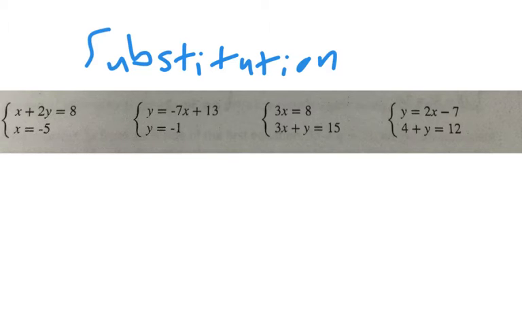So in the second line, x equals negative 5 has a variable isolated. We know what x is. What is x? Negative 5. So guess what? In the first equation, instead of saying x, I'm going to substitute negative 5 in its place. So now instead of saying x plus 2y equals 8, I'm going to say negative 5 plus 2y equals 8.